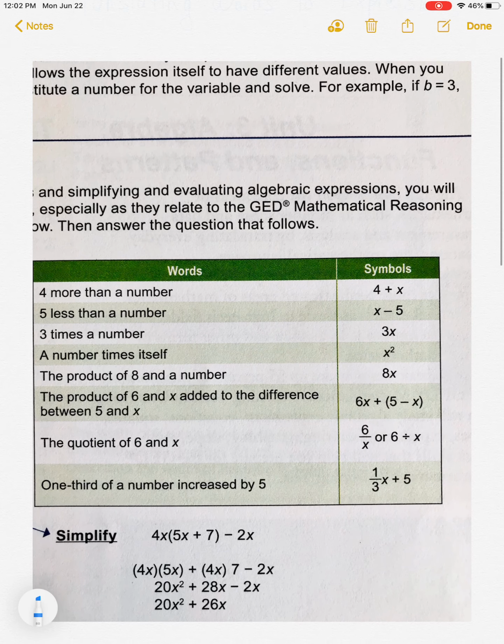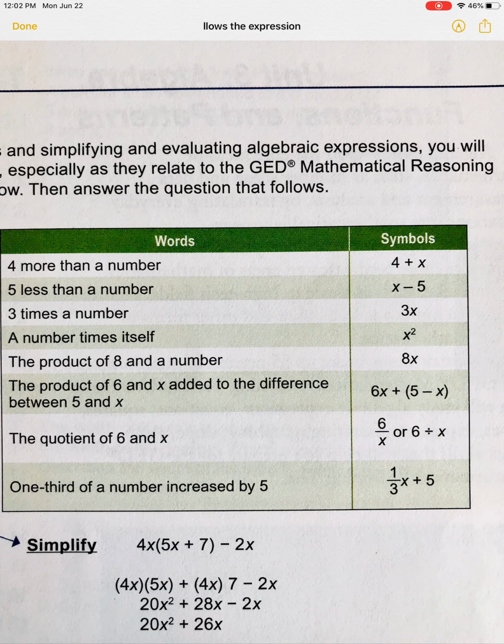If you see a phrase like more than, you want to be adding. If you see less than, you are subtracting. If you see 3 times a number, well, you're going to multiply. And remember, we don't use the x for multiplication. We don't use the multiplication sign. We can just put the number and the variable next to each other.